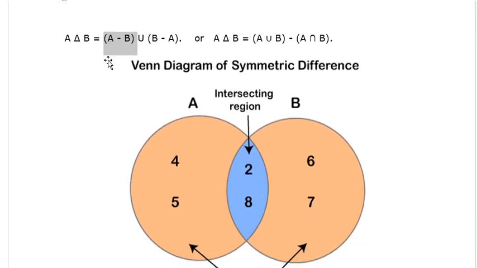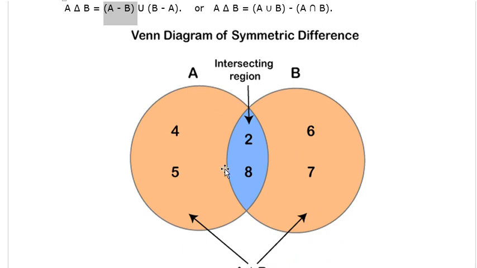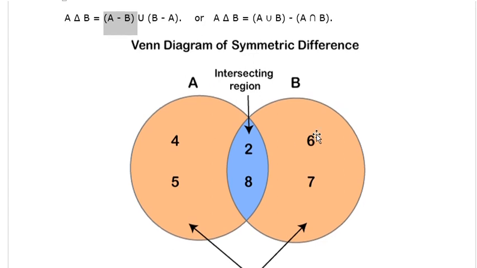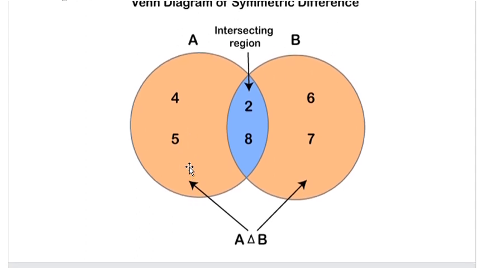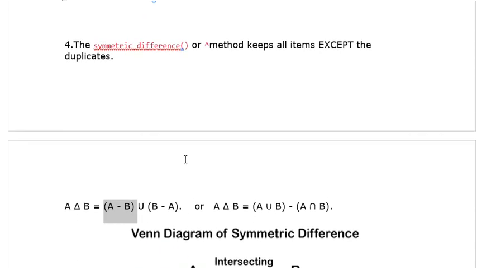This is a diagrammatic representation, which is set A, and this is set B, and these are the common elements between A and B. When we use A minus B, we'll get 4 and 5. When we use B minus A, we'll get 6 and 7. So if we use a combination of A minus B union B minus A, we'll get 4, 5, 6, 7. This is the symmetric difference. We can use this also. Let's see this practically.